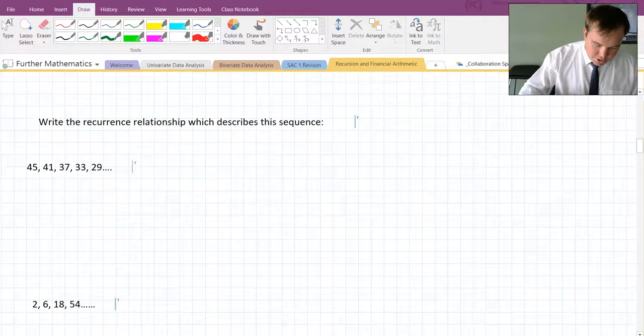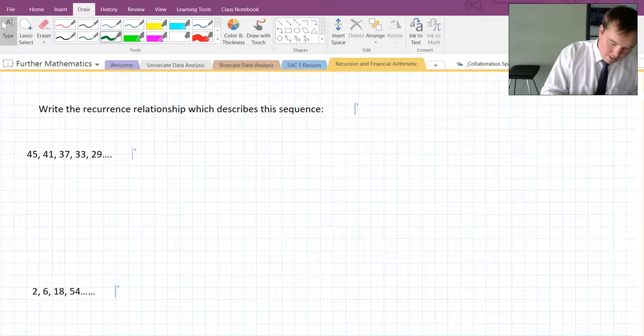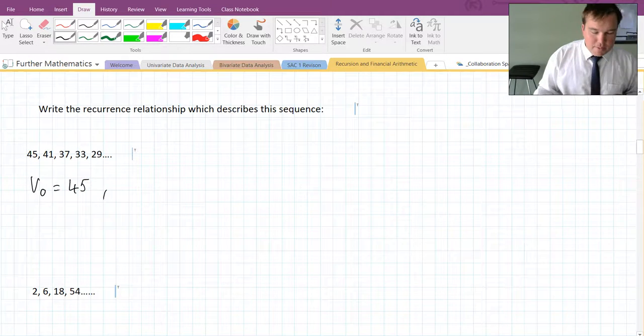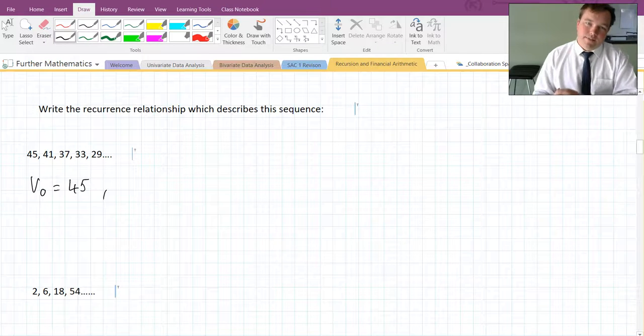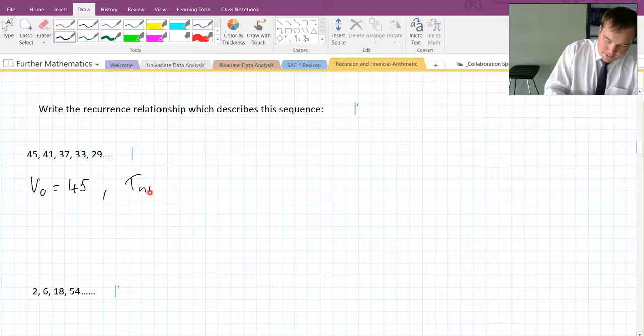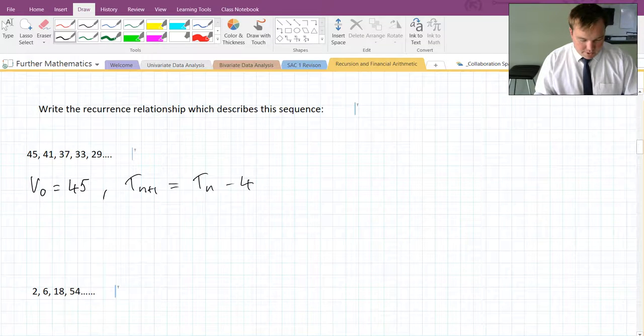Alright, so let's write some recurrence relations to describe these sequences. Here, we're looking for a starting point. So our initial value, initial term, I'm going to use V0, is equal to 45. Then we need a rule of linking one to the next. Well, how do we get to the next? Here, we're subtracting 4. So I will get to the next term by taking the previous term and subtracting 4. Easy enough, that's the recurrence relation.